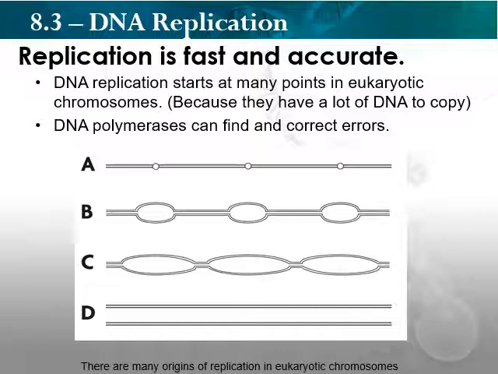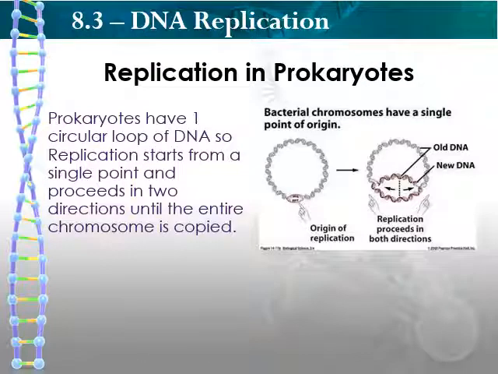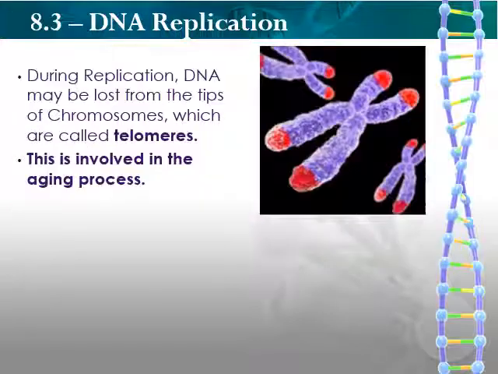DNA polymerase also can find and correct errors. So if it's bringing a nucleotide, it gets double checked before it says it's ready to go. Prokaryotes have very, very little DNA. They only have one circular loop of DNA. So replication starts from one single point and proceeds in two directions until the entire chromosome is copied.